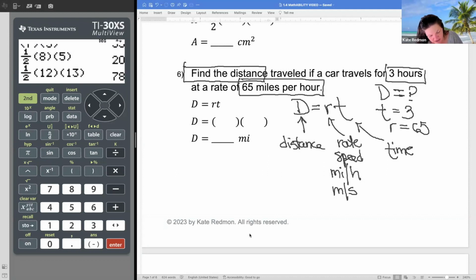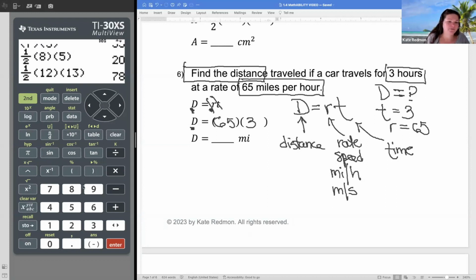Awesome, let's plug in now for the formula. So D remains D, because it's unknown. Of course, my equal sign stays steady. It does not move, but I know what my R is. I'm going to replace it with 65. And if R and T were shoved together, so they're multiplying, and so I have these two numbers in parentheses, I'm going to do 65 times something. Times what? Well, I know what the time is too. The time is 3 hours.